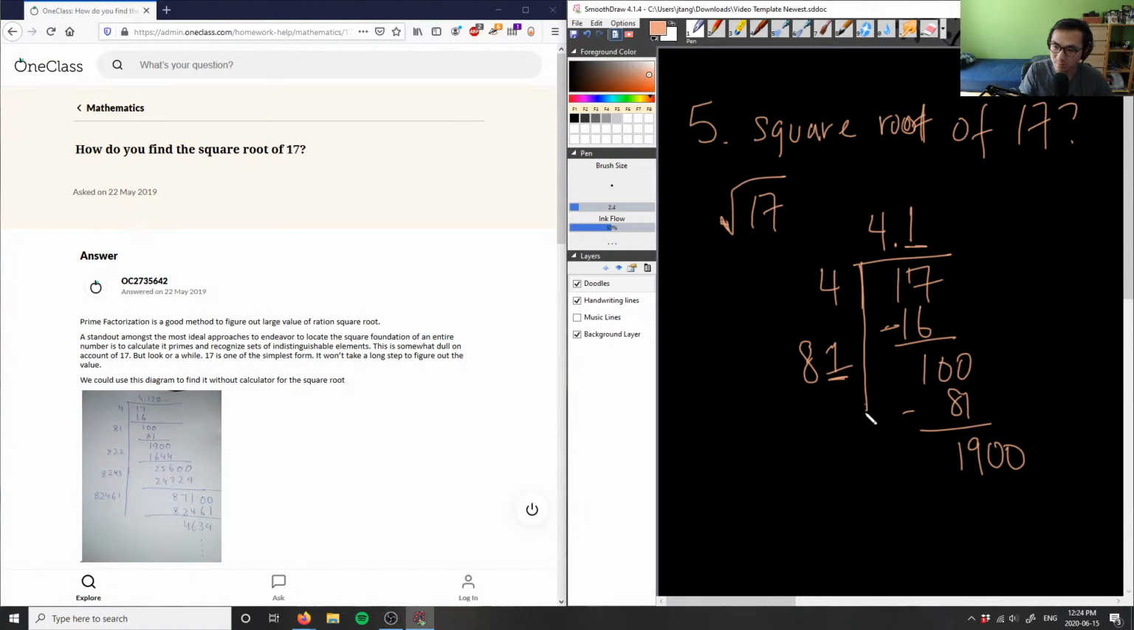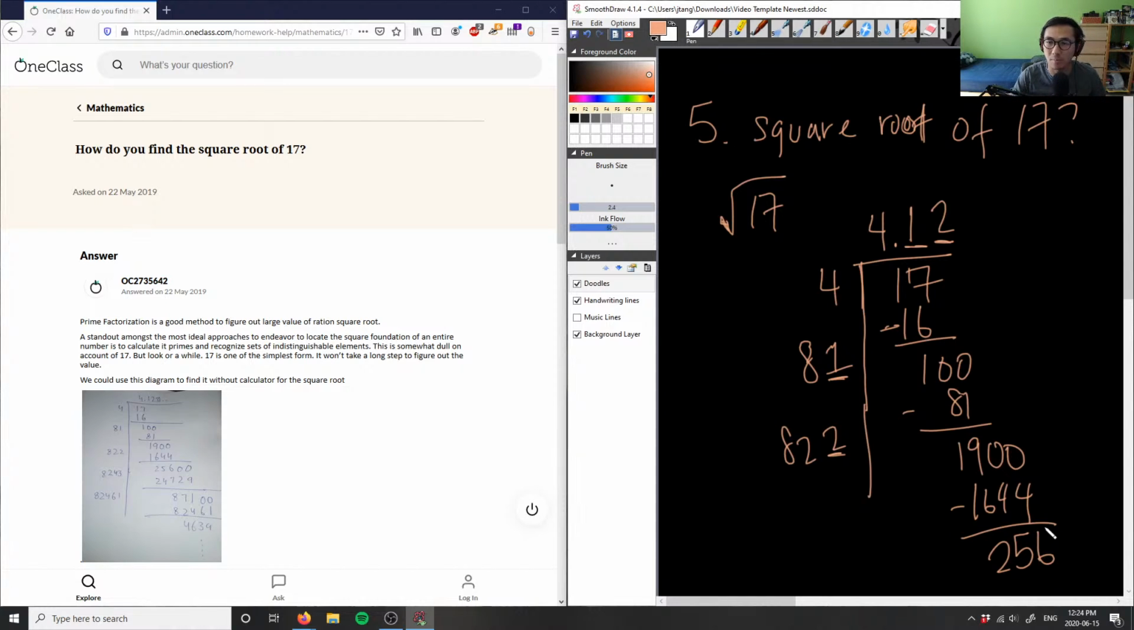Add another 2 zeros. Now I can double this number, 81. So 1 plus 1 is 2, so I have 82. And then I have to find another value here. What would go in this blank? Well, 82 times 1 is 821. 82 times 2 would give me 1644, which I believe is the closest to 1900. So this value must be a 2. So this is 1644. Subtract those, and I would get 256.